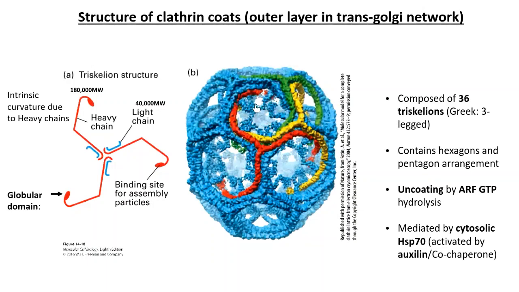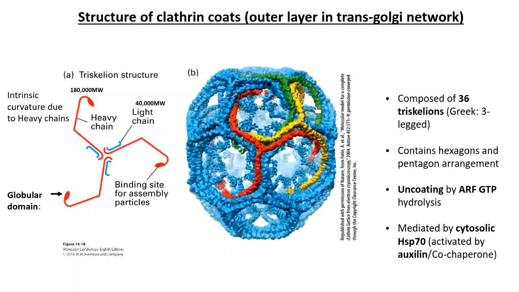So if you remember the COP2 coats specifically, SAR1 was the GTPase which did the GTP hydrolysis, and SAR1 GTP hydrolysis provided the energy to basically depolymerize the coat once all the cargo proteins were assembled and recruited inside the vesicle before the fusion.